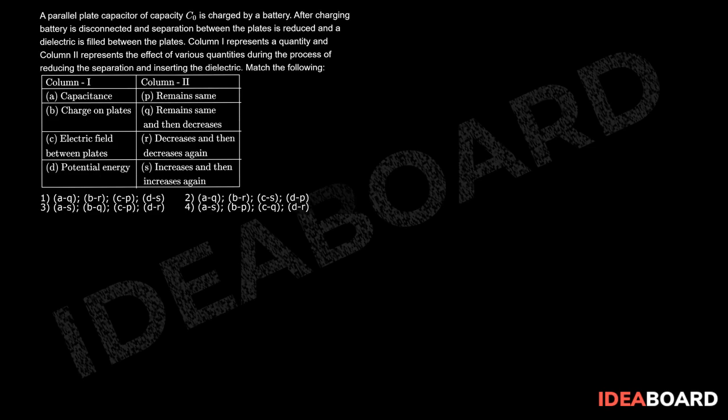A parallel plate capacitor of capacity C0 is charged by a battery. After charging, the battery is disconnected and the separation between the plates is reduced and a dielectric is filled between the plates. Column 1 represents a quantity and column 2 represents the effect of various quantities during the process of reducing the separation and inserting the dielectric. Match the following. So here they followed the process.